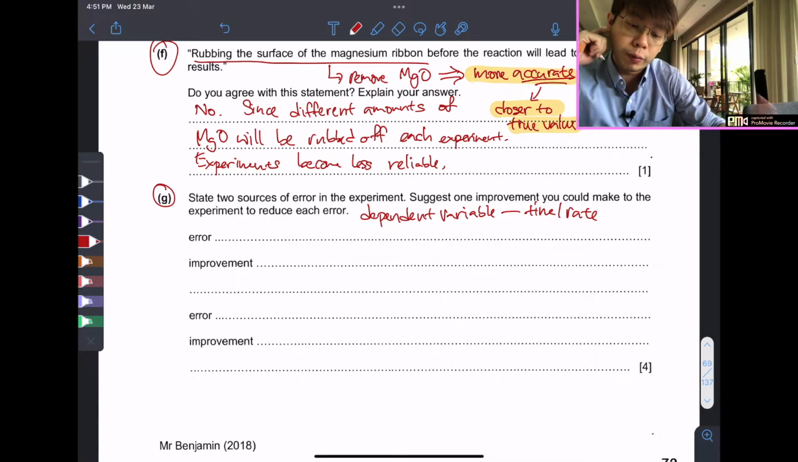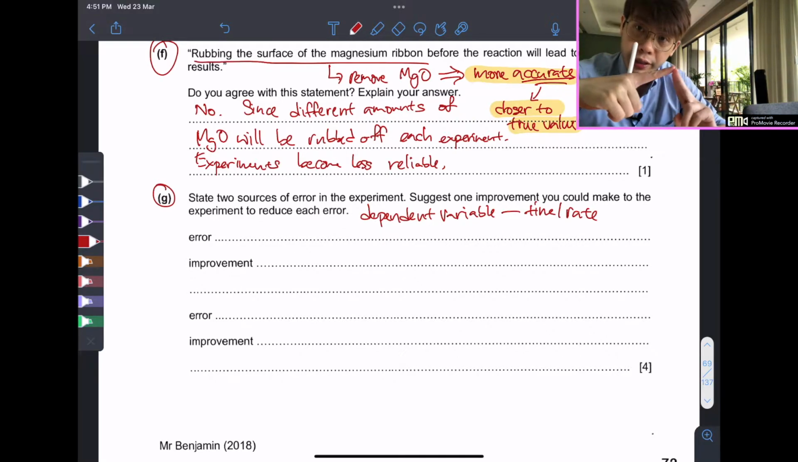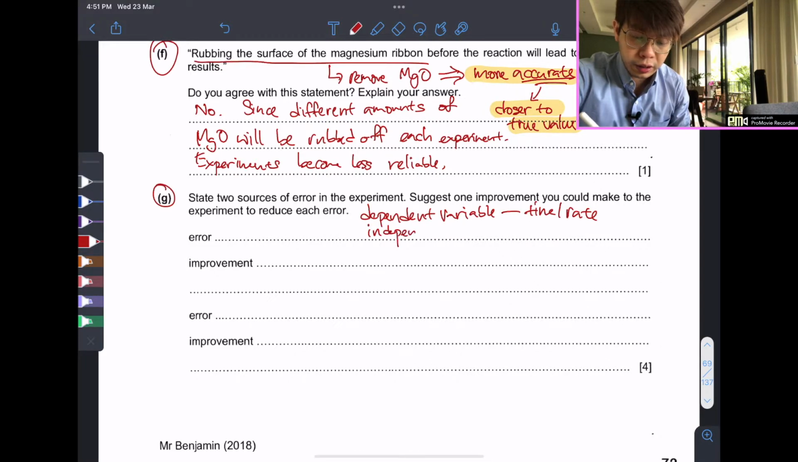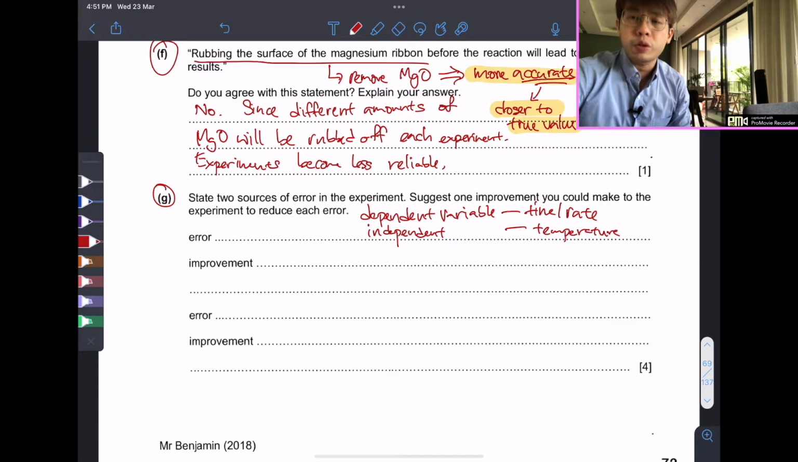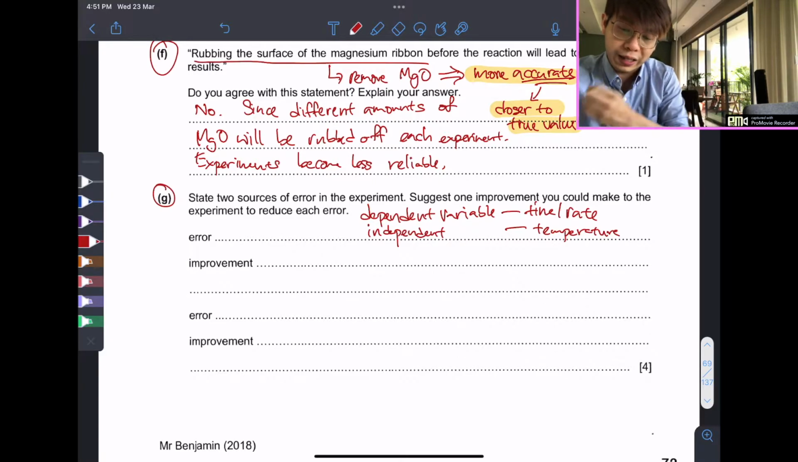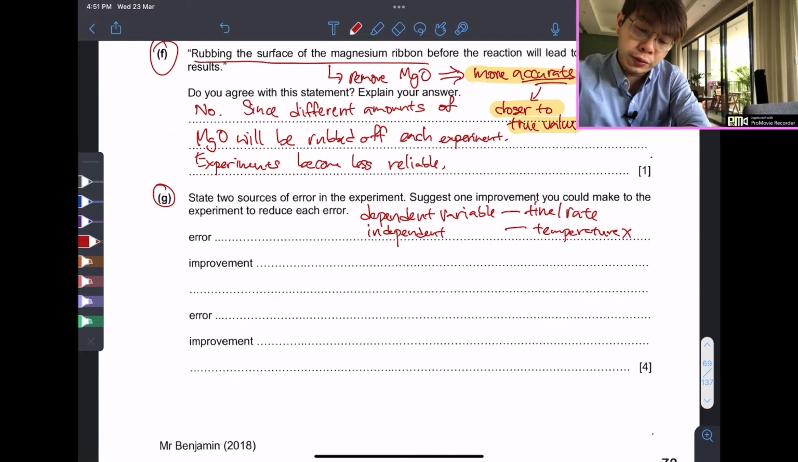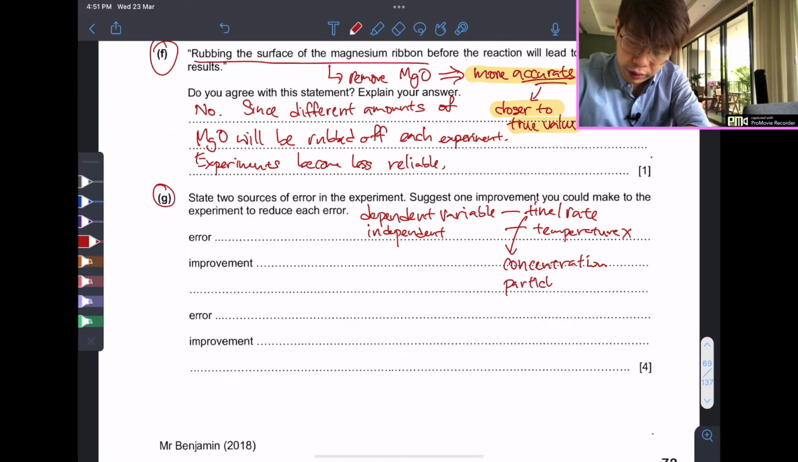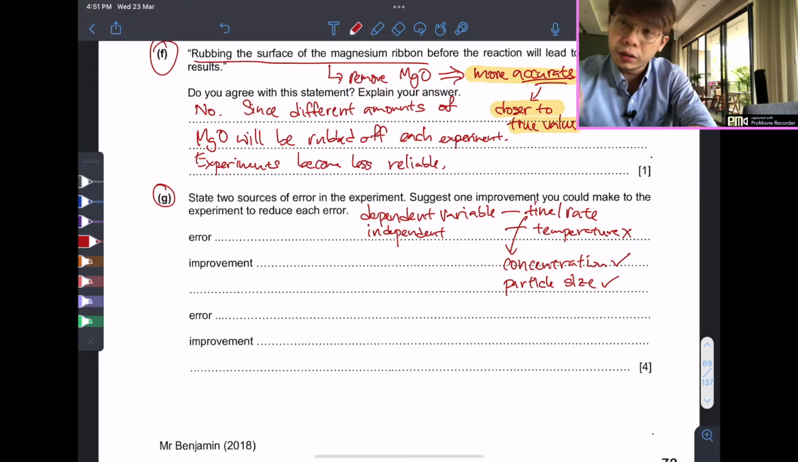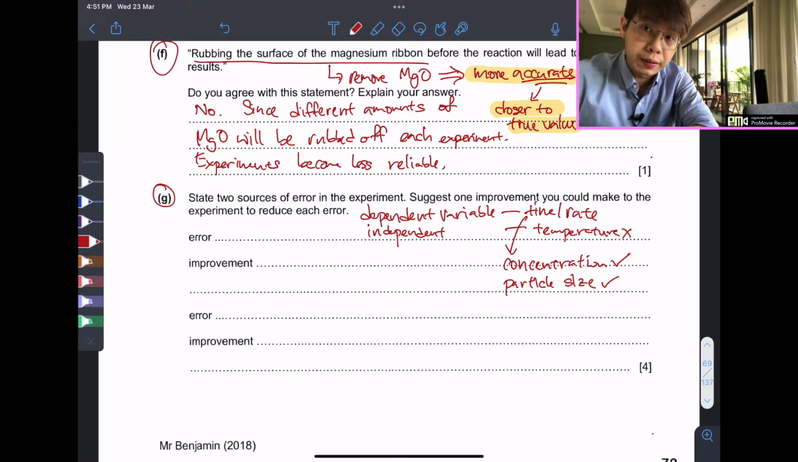Therefore, you need to think of what will affect the time and the rate. And in this experiment, the independent variable is actually temperature. So anything to do with the temperature is what you are changing along the way. So temperature is out of the question. So what else will affect the rate of reaction? We have concentration, right? We have particle size. These are pressure, right, and catalyst. So these are the two things that we should be focusing on: concentration as well as particle size, right?